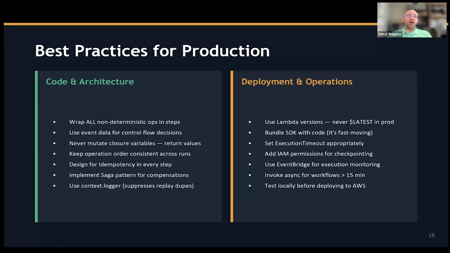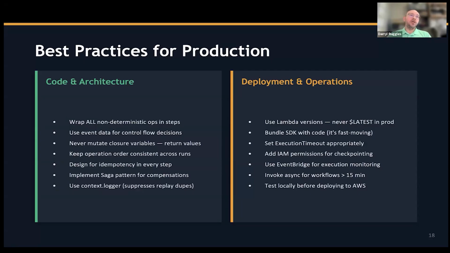So some best practices for production use of durable functions, and I haven't actually used it in production yet, but I think if you were going to use it, these are some things to look out for. On the code side, I think you should wrap all the key parts of your workflows in steps. Never mutate closures and design everything for idempotency, because the whole checkpoint and replay model is a little bit different than I think what people are used to. So need to consider that carefully when designing production application.